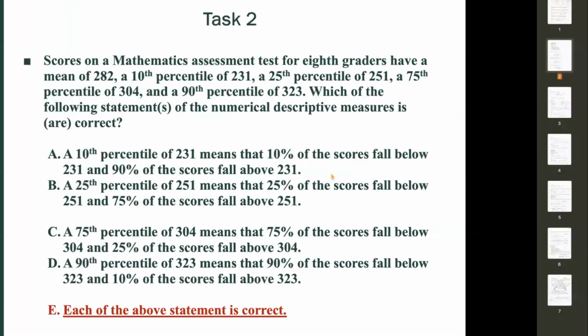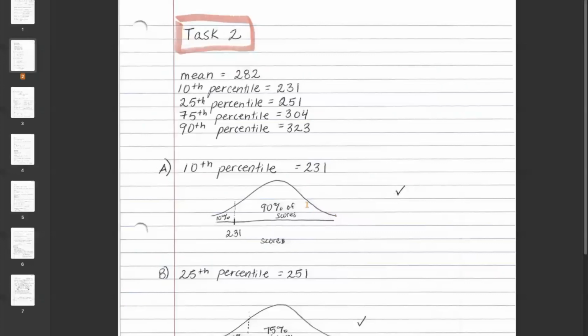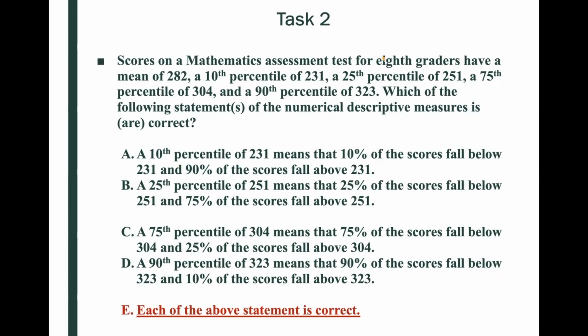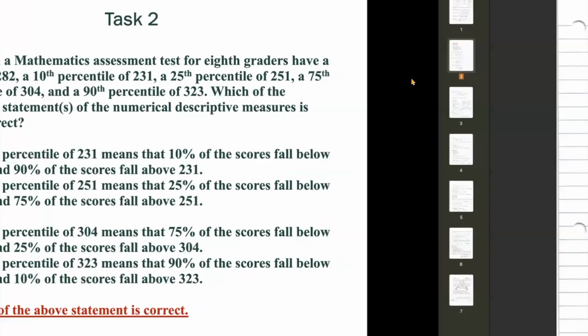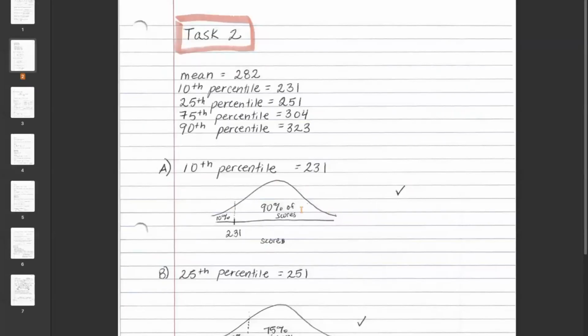Here I'm drawing a somewhat symmetrical normal curve because that's usually how I visualize it. I'm just assuming that for an assessment for 8th graders, it follows some sort of shape, but it's okay if the shape's not drawn to scale. I just use this to visualize. If the 10th percentile is 231, I'm first going to draw that, let's say 231 is here, and it's the 10th percentile.